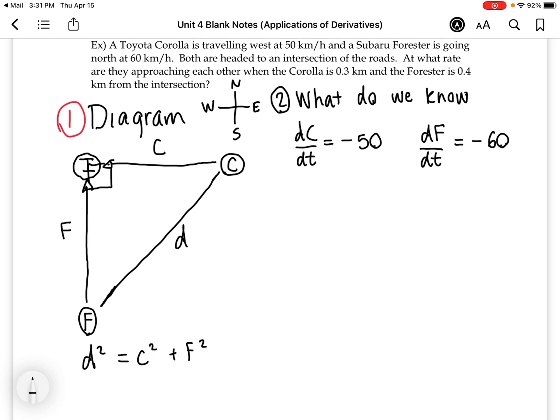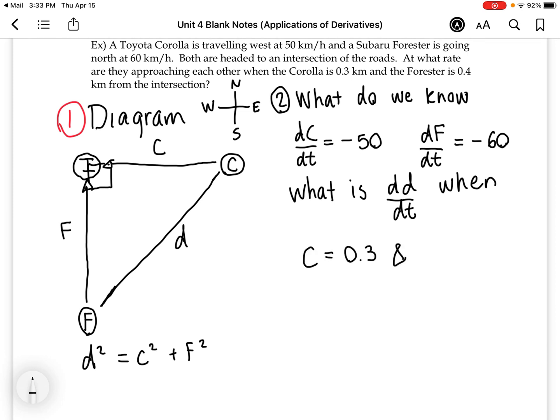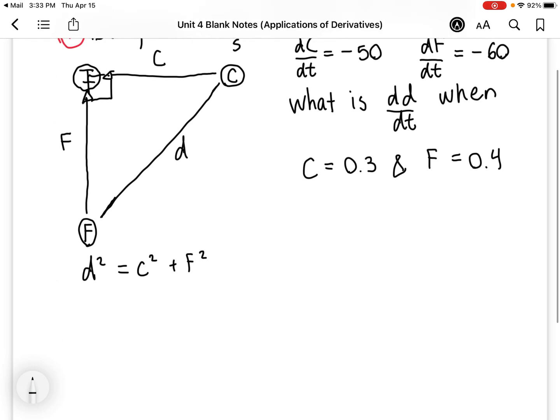Okay, so this is sort of like the second step. What do we want to know? We want to know the rate that they're approaching each other. That's dd by dt. Specifically, when the distance between the Corolla and the intersection, that's C, is 0.3, and the distance between the Forester and the intersection, F, is 0.4. Okay, well, it might be a good idea to actually just draw that out.